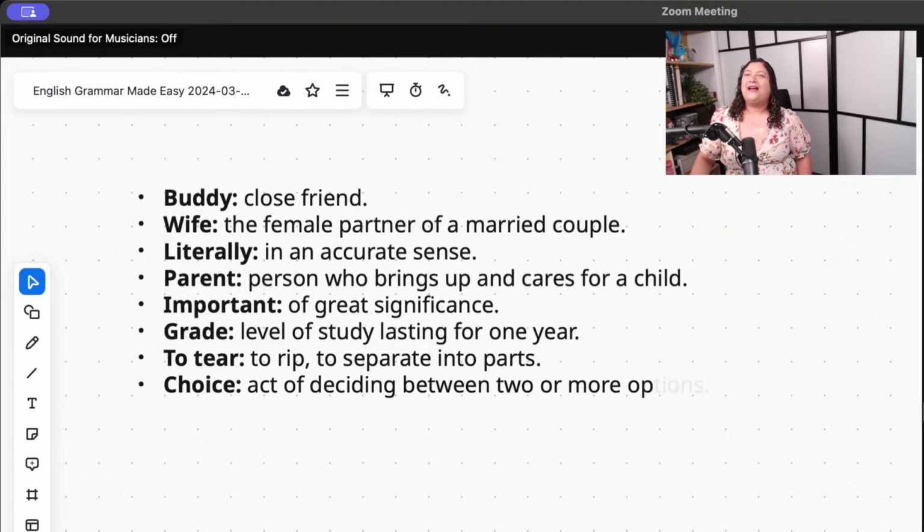Then we have wife. Please repeat after me. Wife. So wife is the female partner of a married couple, right? Esposa in español.